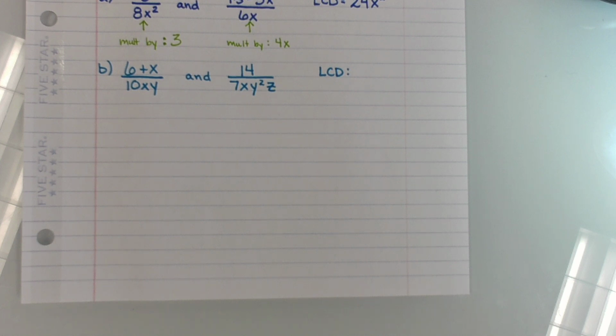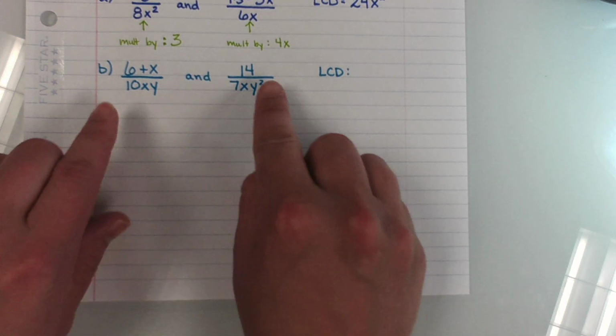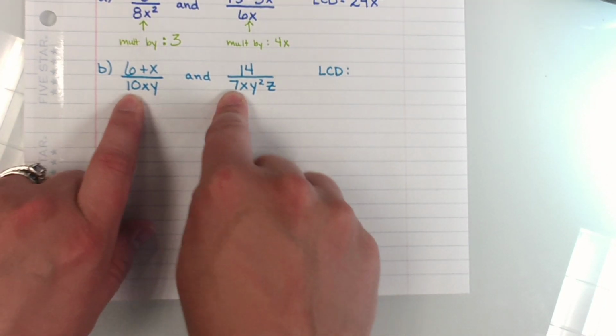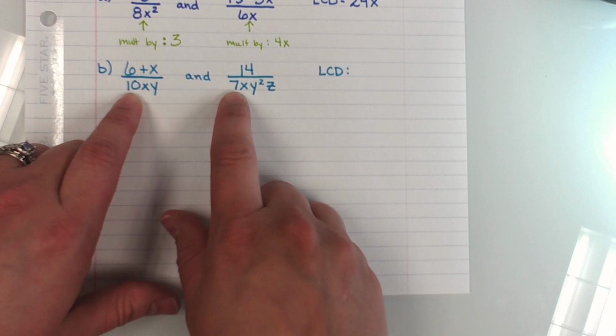6 plus x over 10xy and 14 over 7xy squared z. Least common denominator. Is there addition or subtraction in the denominators that I need to factor? No. Which means I'm just going through and saying, okay, what do I have to multiply to get them, or what do they multiply and become if I want them to be their smallest? I phrased that weird. Y'all know what I mean, I think.